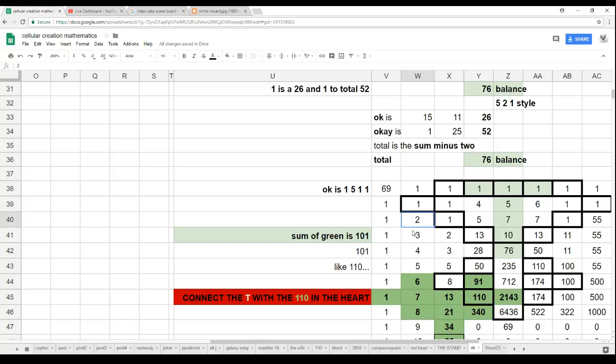And let's do some heart math. So, OK over here is 15 and 11, which is a 26. An alternate version for writing OK is OKAY, which is adding a 1 for the A and a 25 for the Y. You sum these up together, you get 52, and I find that hilarious. These two spellings. The total is the sum minus 2. Okay. Again, you add these together, you get 78. Minus 2, you get 76.